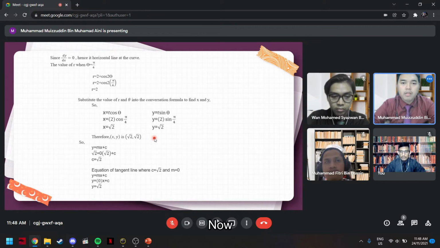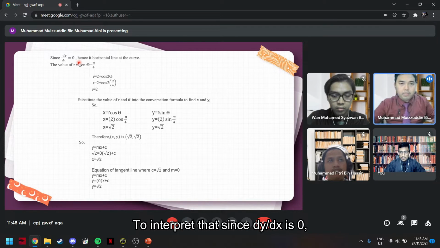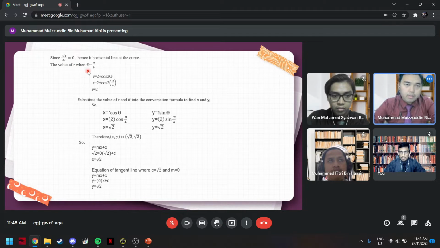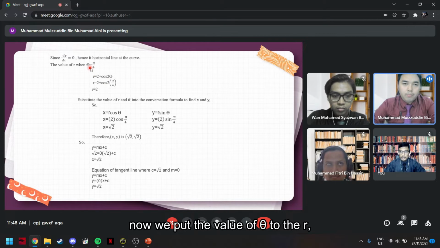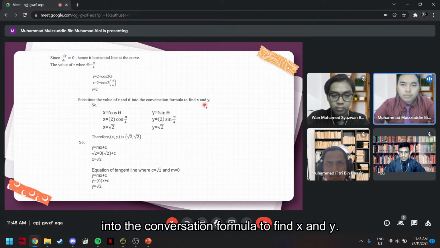Okay. Now to interpret that, since dy/dx is 0, r equals 2 plus cos 2 theta. Now we put the value of theta into r, we can get r equal to 2. Substitute the value of r and theta into the conversion formula to find x and y.